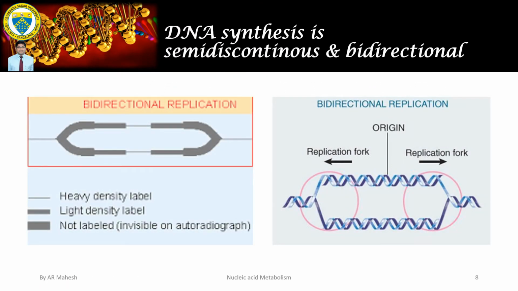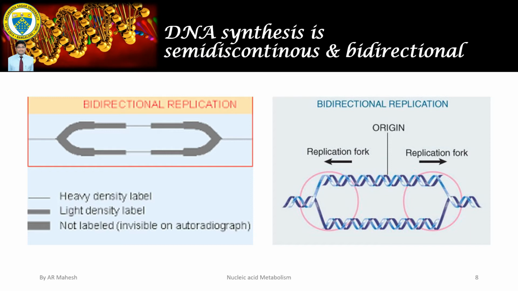Replication of DNA occurs in 5' to 3' direction simultaneously on both strands of DNA. On one strand, the leading strand, the DNA synthesis is continuous, and on the other strand, the lagging strand, which we also call the discontinuous or retrograde strand, the synthesis of DNA is discontinuous.